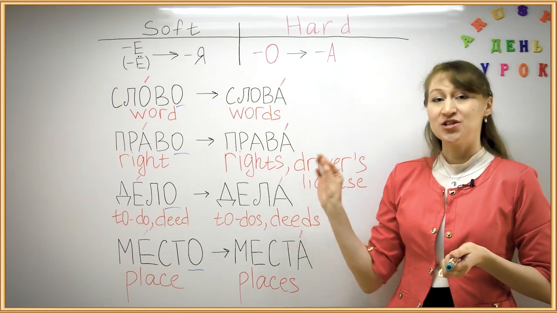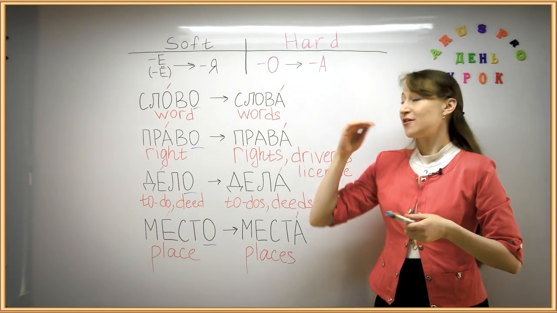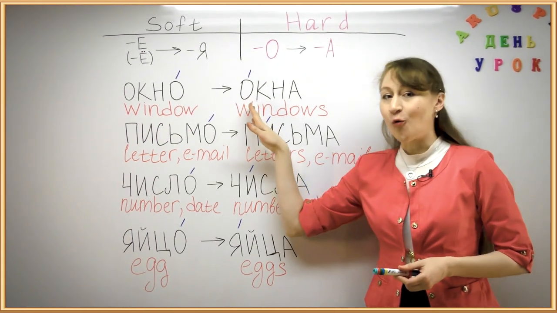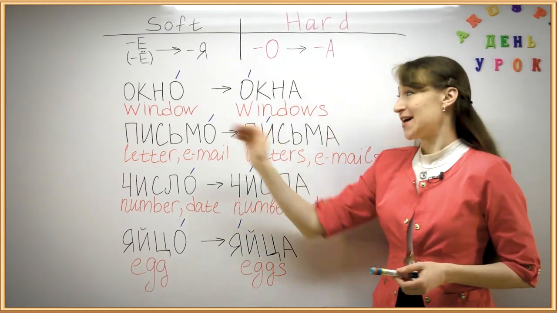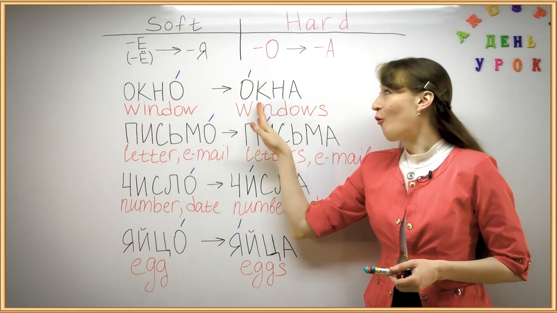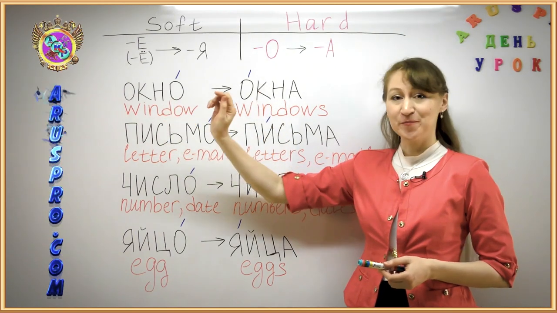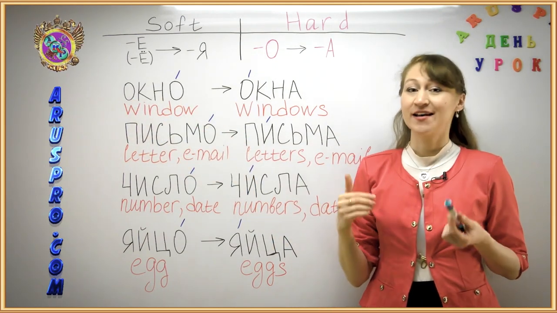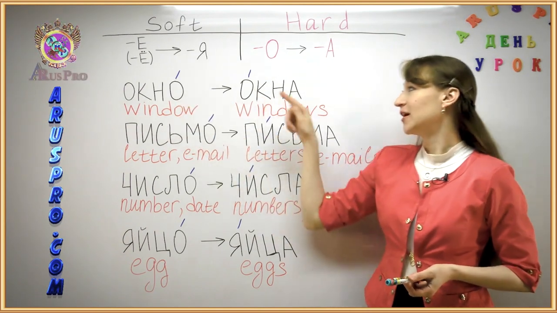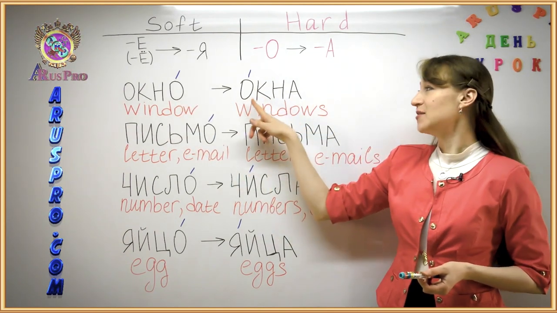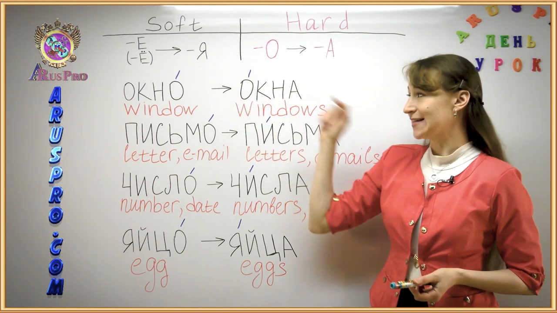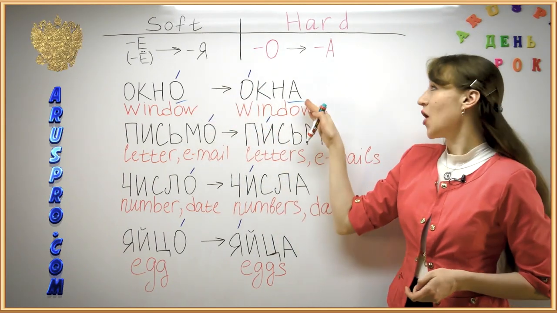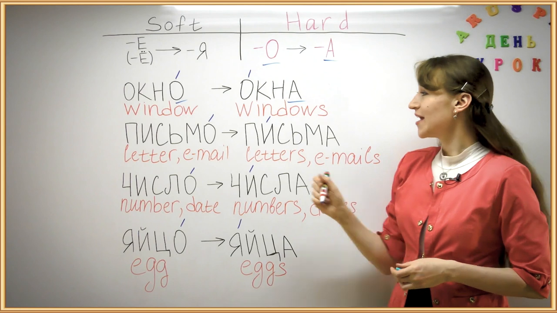Great. Now let's look at four more words. Again, with emphasis change, but now the emphasis will shift from the ending to the beginning. Окно, окна. One more time. Окно, окна. So in the singular form, the first O was unstressed. That is why we pronounce it as окно. Now, in the plural form, it becomes stressed. Окна. And the ending changes to а, the hard variant.